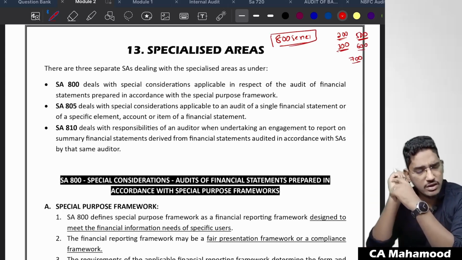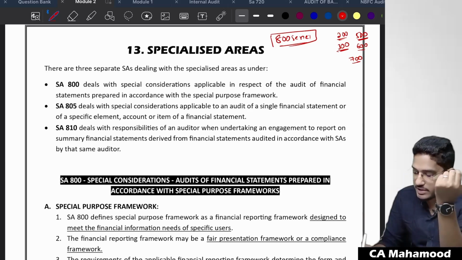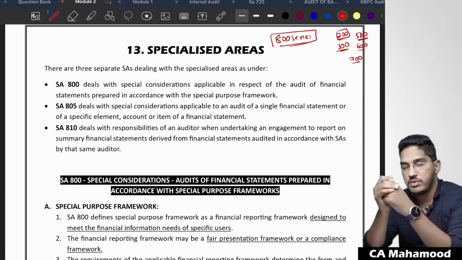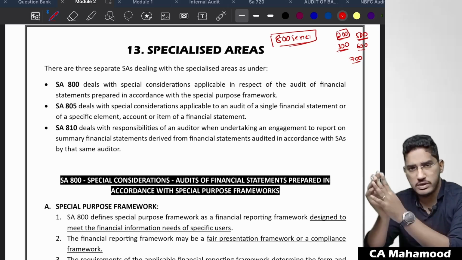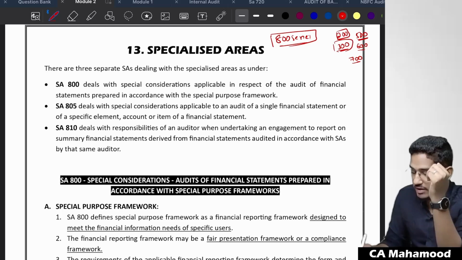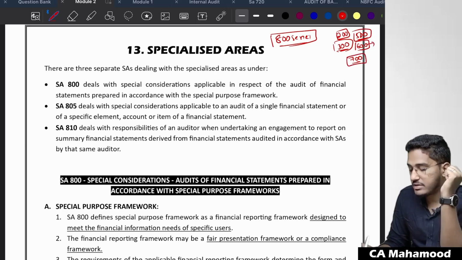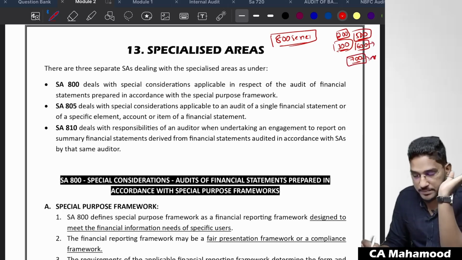As we all know, each series of standards talks about different matters. SA 200 talks about the general responsibilities of the auditor. The 300 series talks about planning and performing the audit. The 500 series talks about audit evidence. The 600 series talks about using the work of others. The 700 series talks about the audit report.